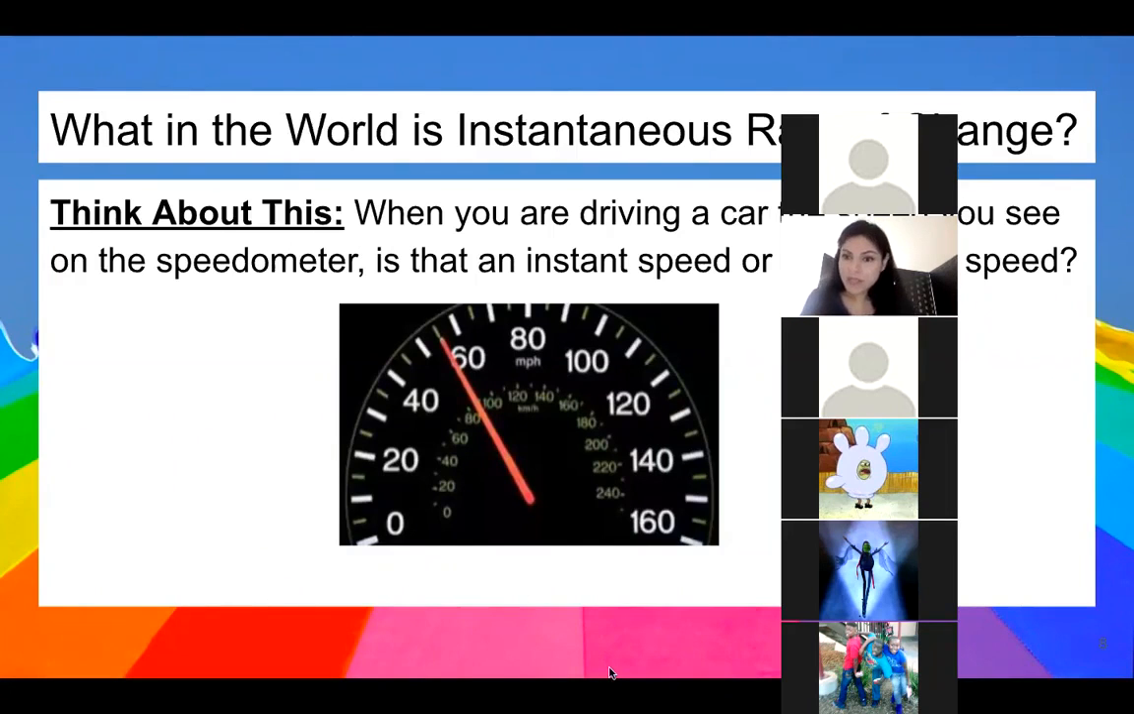So within a minute, right? I could do a variety of speeds. Within a minute, I could speed at 100 miles per hour, and then I could slow down to 5 miles per hour, speed up, slow down. I could do a lot of things within 1 minute, and my instant speed would be very different throughout that time. So the speedometer is telling us an instant speed.